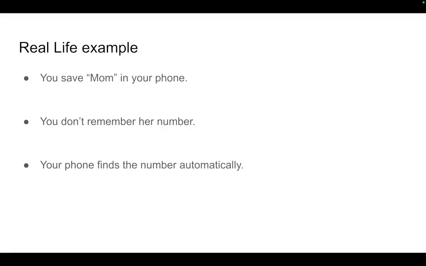Real life example. In your phone book, you'd have saved your mom's number. It's hard for people to remember phone numbers, so the phone automatically finds that number. When you just type mom, she'll be listed in the phone book, and then you'll be able to call her, right? So it's a real life example which will be helpful for you to understand how DNS functions.